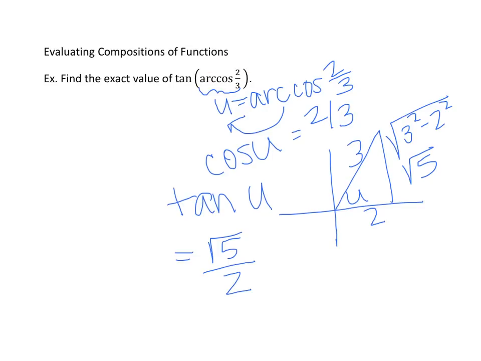This we substitute in for u, move the cosine to the other side, so cosine u equals 2/3. We set up our triangle, adjacent over hypotenuse, that's cosine. Fill in the missing side, then answer the last question. Tangent of that angle, opposite over adjacent.